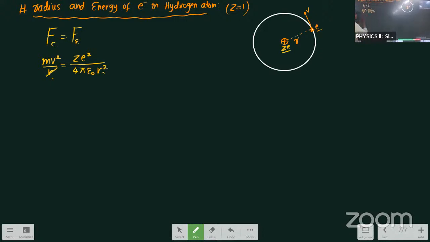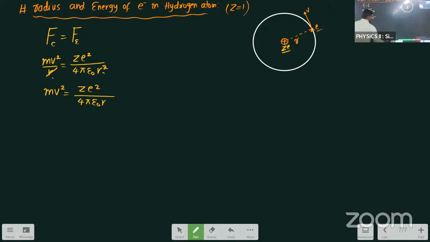Here R and R square will get cancelled. Finally, we'll be left with mv square is equal to Ze square divided by 4 pi epsilon naught R. See here, if you are practicing, you will get this equation. Just by looking at this equation, you will feel that yes, this is very easy. But while writing the examination, you won't remember anything. Just try to practice this.